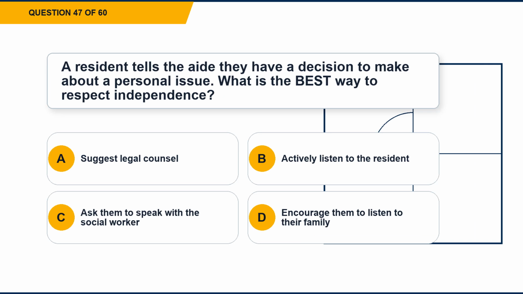Question 47. A resident tells the aide they have a decision to make about a personal issue. What is the best way to respect independence? Option A. Suggest legal counsel. Option B. Actively listen to the resident. Option C. Ask them to speak with the social worker. Option D. Encourage them to listen to their family.